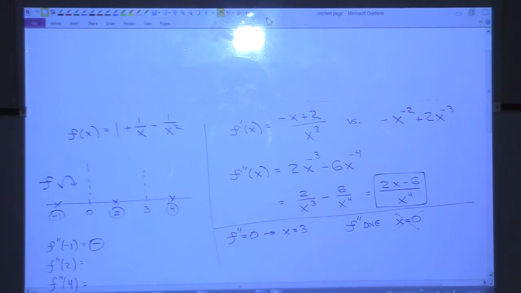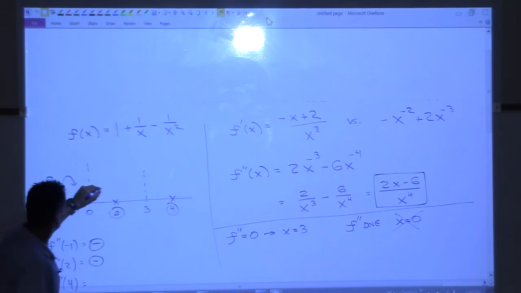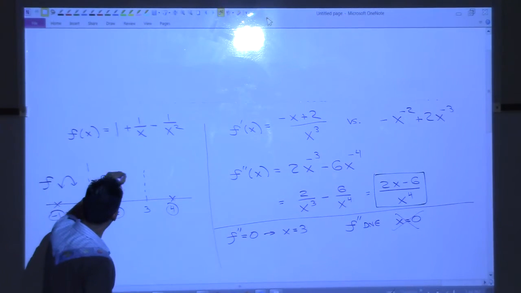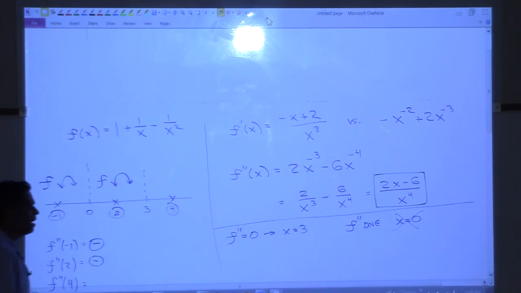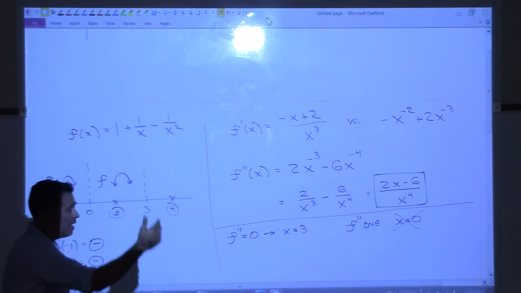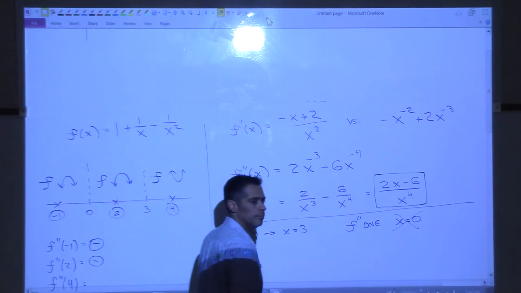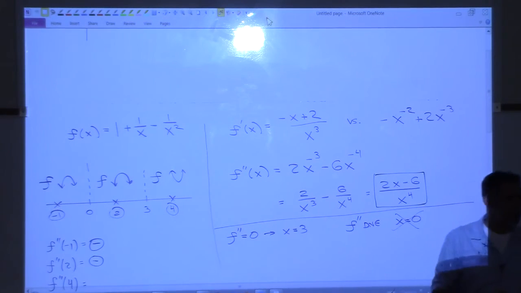All right, what about at 2? Plug 2 in. Still negative, isn't it? Still negative. My original function here is frowning still, not happy. And then when we get to 4, plug 4 into that, the top becomes 8 minus 6 is 2. It's positive now. So now we're concave up. Make sense?